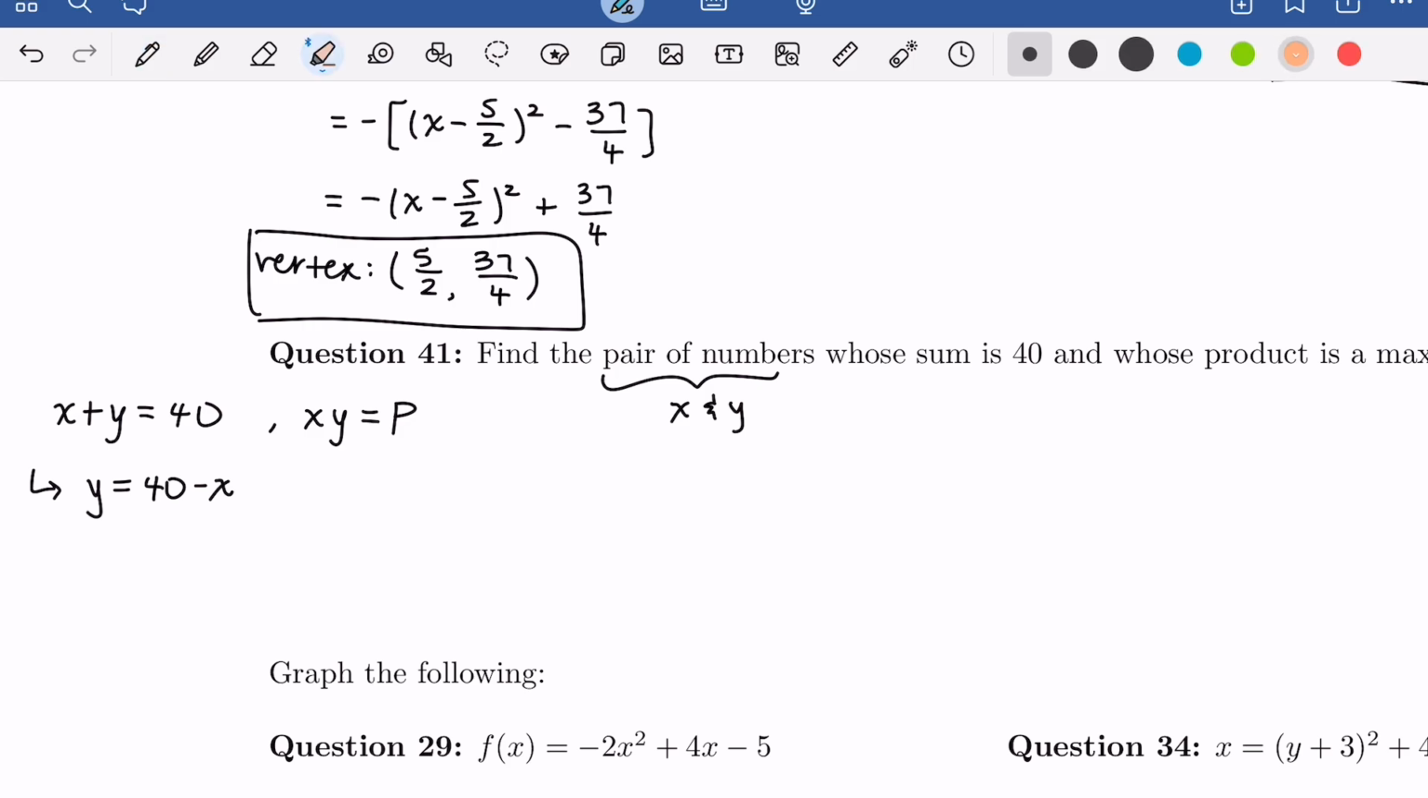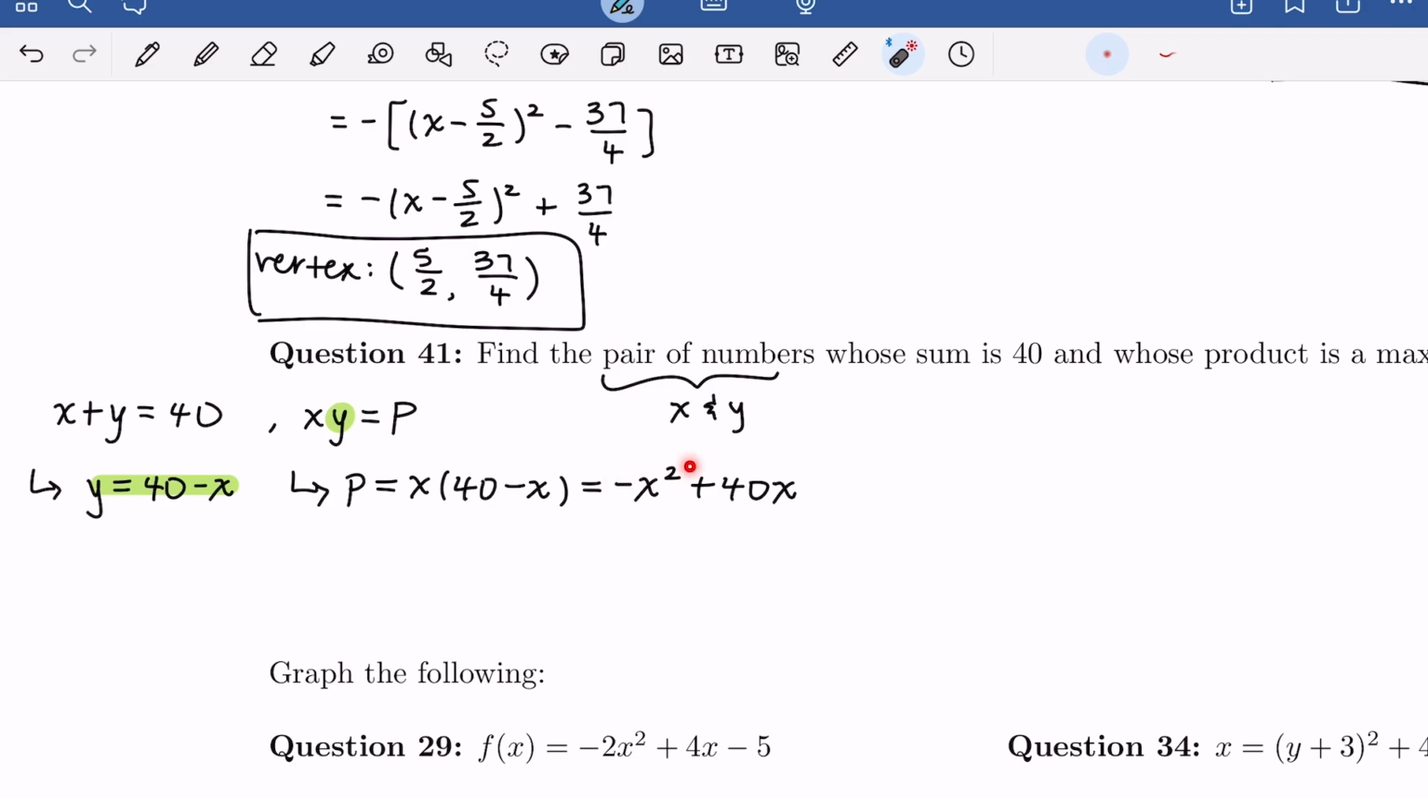Now with this y value, we can plug this directly into this guy here. And we're going to end up with an equation that just involves one variable. So we're going to have that the product is equal to x times y, and y is the same thing as 40 minus x. Now multiplying these guys together, we're going to have minus x squared plus 40x. So notice we are left with an equation that's going to be a parabola.